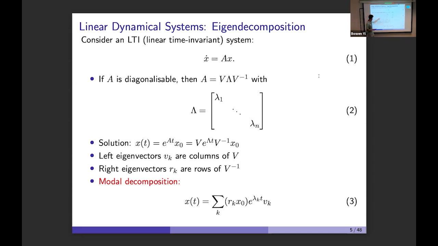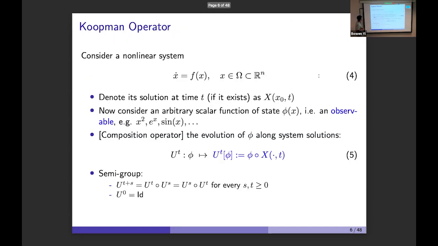and here Vk and Rk are the right and the left eigenvectors of the original system. For the more general cases, we also learn with the conjugate eigenvalues, and it is not so difficult to do the extension. Okay. So the Koopman operator is the extension to nonlinear systems.